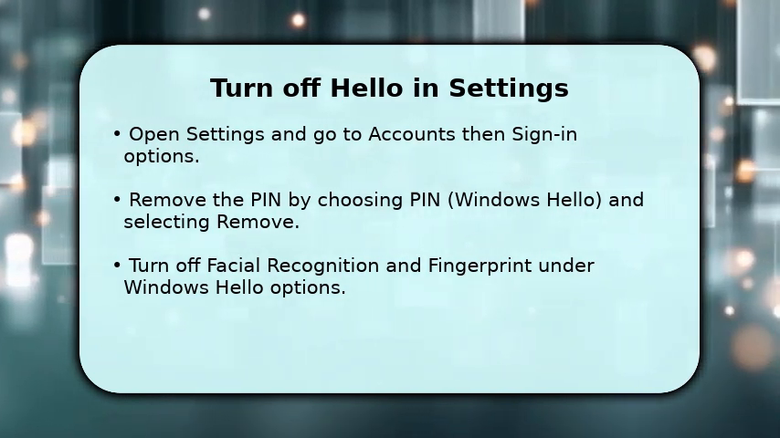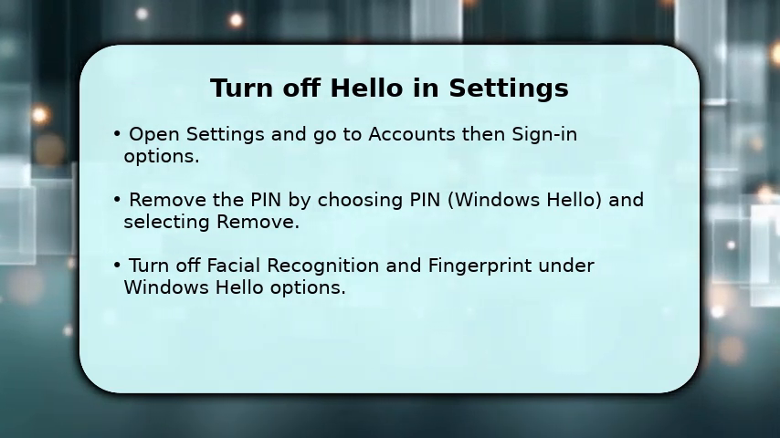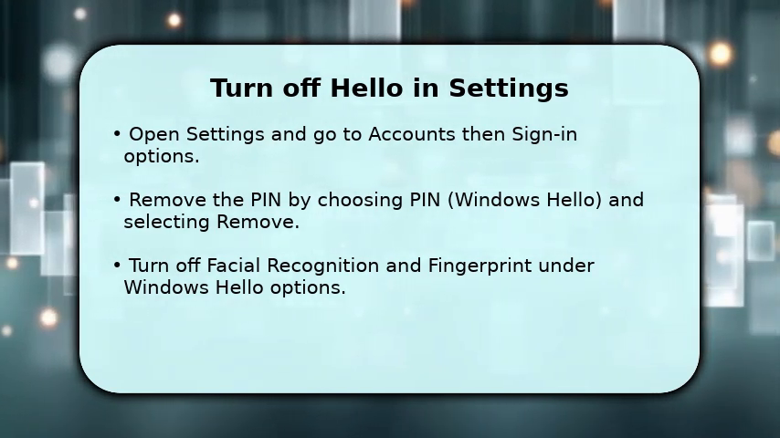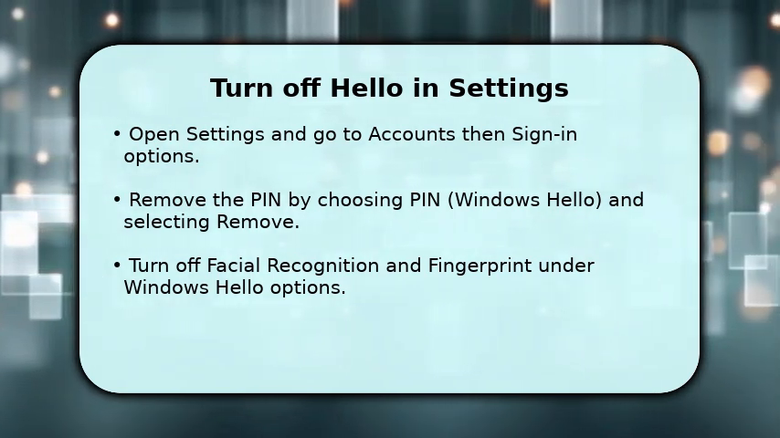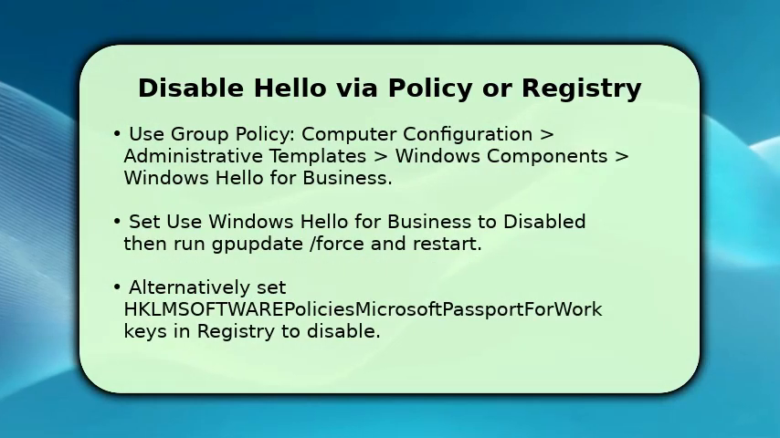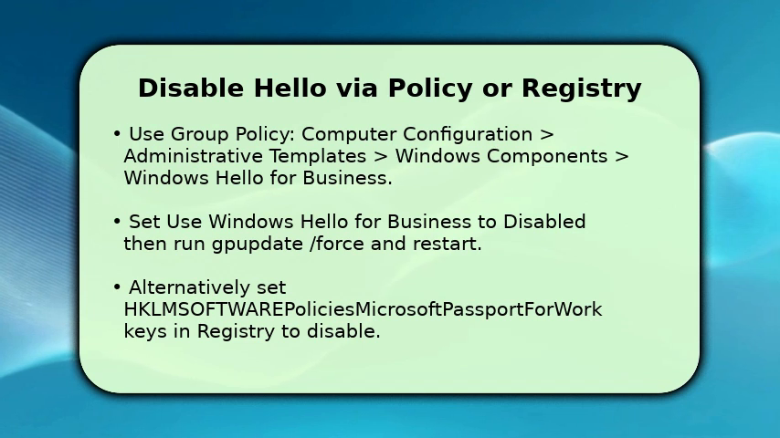Under Facial Recognition and Fingerprint sections, toggle each switch off to disable biometric sign-in. If you use a Microsoft account, also disable Require Windows Hello Sign-in for Microsoft accounts in the same page to prevent automatic PIN prompts. For enterprise control, use Group Policy Editor on a domain or local machine with gpedit.msc.